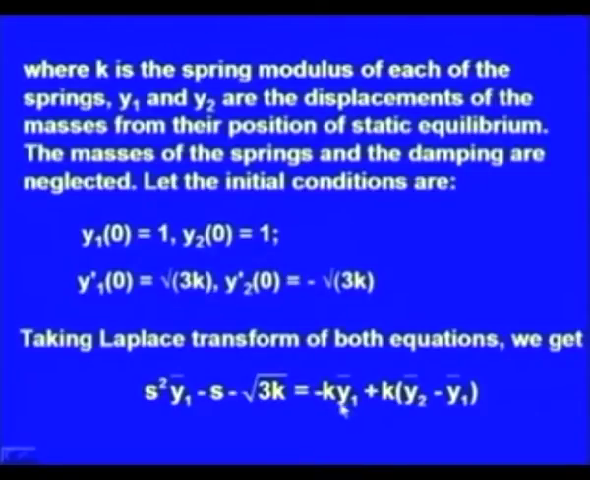The right hand side we had −k y1 + k times (y2 − y1). So when we take the Laplace transform of the right hand side, we get −k ȳ1 + k times (ȳ2 − ȳ1).